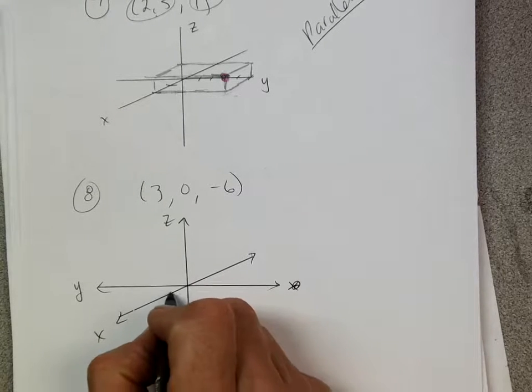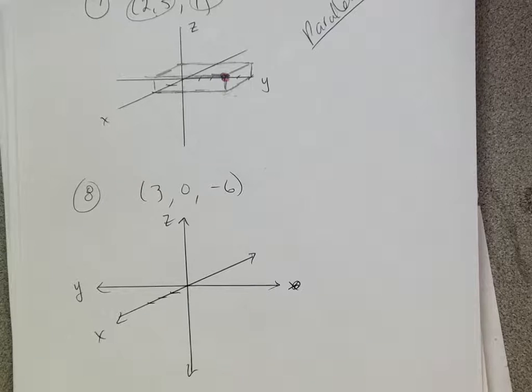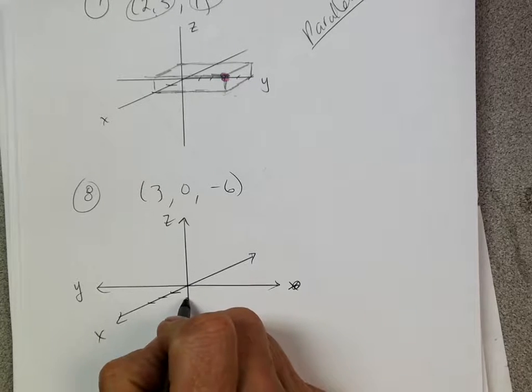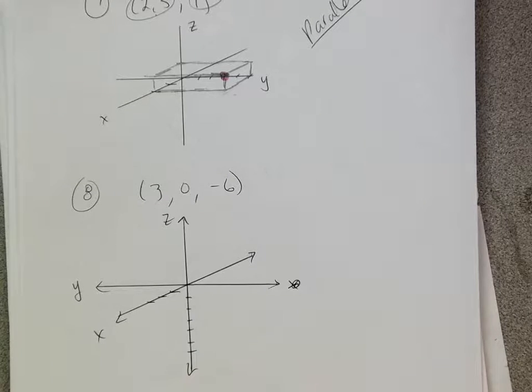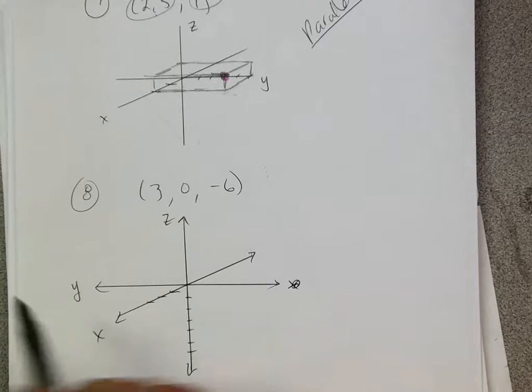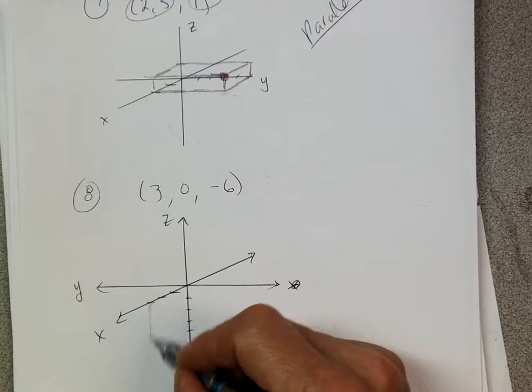So I got 1, 2, 3, and down 6. 1, 2, 3, 4, 5, 6. Now remember, it's 3D. It is going to be a rectangle, but in 3D it's going to look like a parallelogram. Does that make sense? It really is a rectangle, but for 3D it's really going to look like a parallelogram. So it's going to look like this.